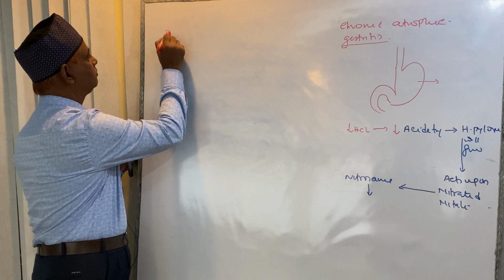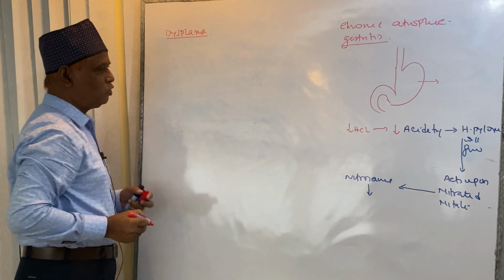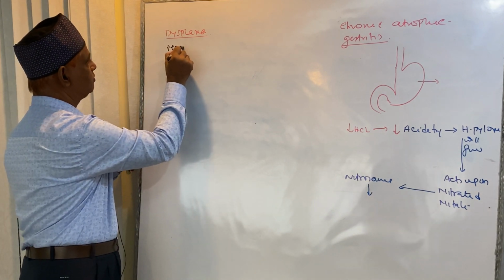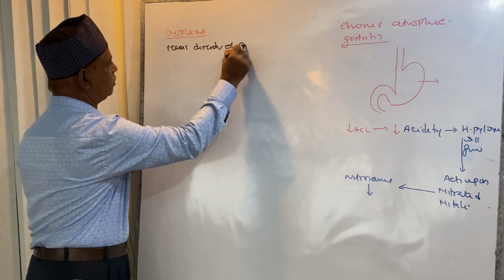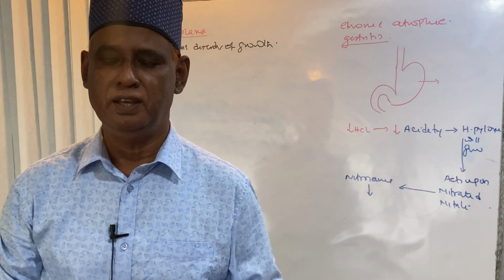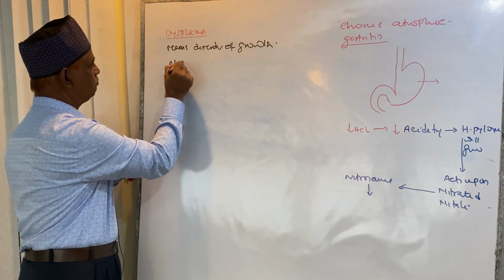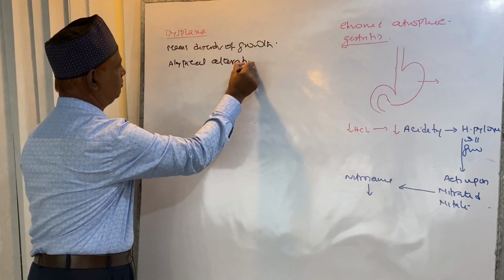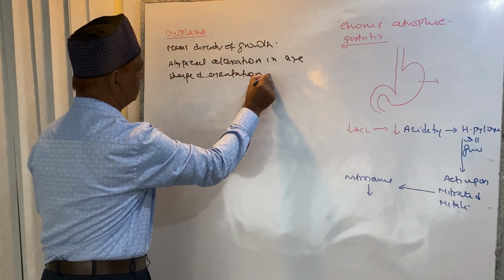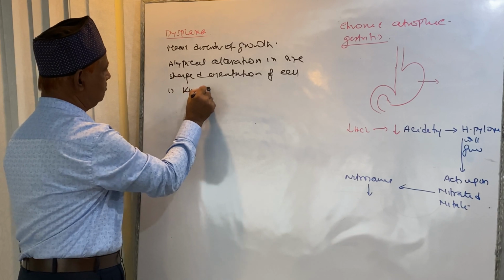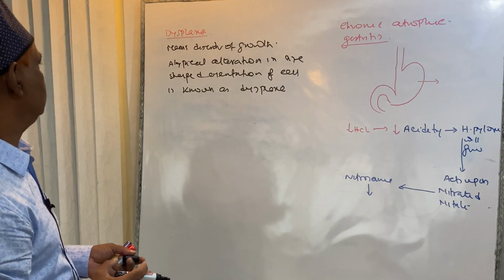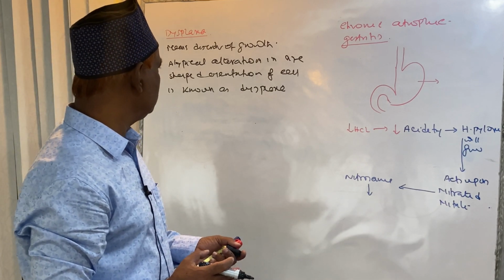Now come to dysplasia. What do you mean by dysplasia? Dysplasia means disorder of growth. That is, atypical alteration in size, shape and orientation of cells is known as dysplasia. So it is disorder of growth where there is atypical alteration in size, shape and orientation of cells.